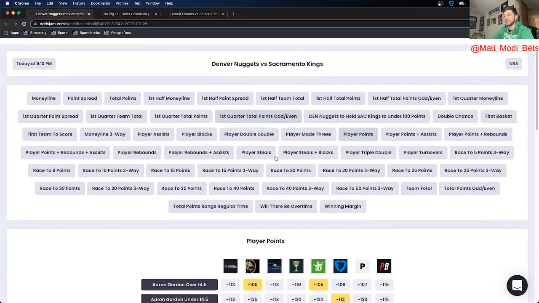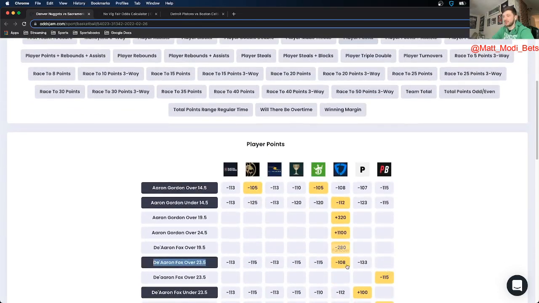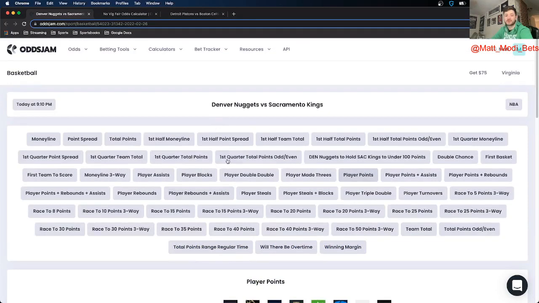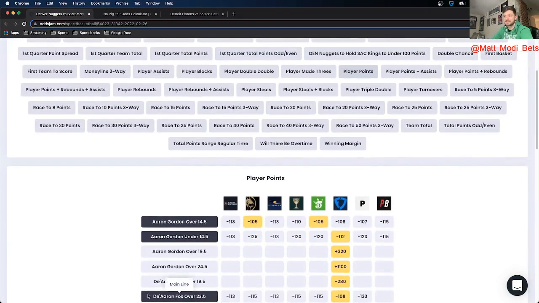Using OddsJam, I was able to find this at minus 108 on FanDuel Sportsbook. So that's what I went ahead and took. So I put 60 bucks on this, as you can see here. To confirm, the play is De'Aaron Fox over 23.5 points, minus 108 on FanDuel Sportsbook.